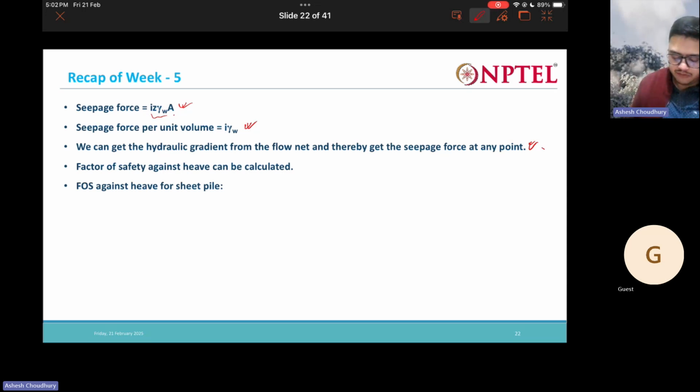Factor of safety against heave can be calculated. Factor of safety against heave for a sheet pile is given by gamma submerged by i average times gamma w. So factor of safety is nothing but the weight by uplift pressure.